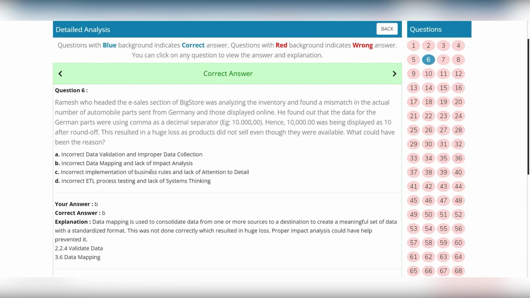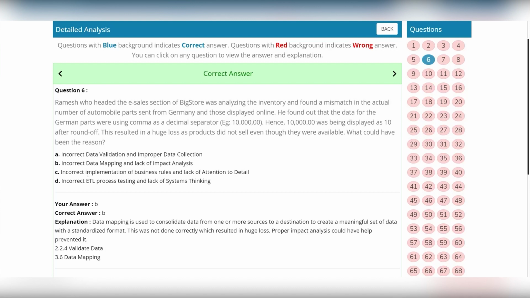Option B, this is the correct answer, as you can see. Because as you know, data mapping is used to consolidate data from one or more sources to a destination to create a meaningful set of data with a standardized format. With this standardized format, the format which was coming in should have been changed. This was not done correctly, which resulted in huge loss. Also, proper impact analysis could have helped prevent it, right? So option B is correct here.